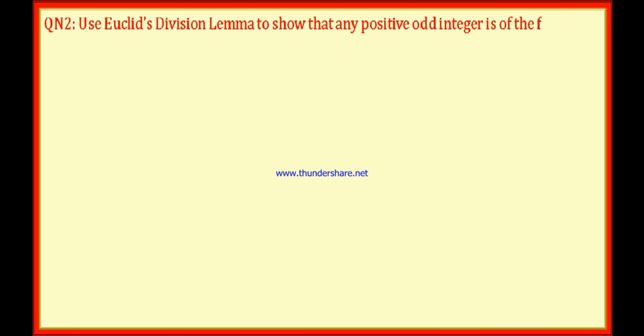Now, let us see the question number 2. Use Euclid's division lemma to show that any positive odd integer is of the form 6q plus 1 or 6q plus 3 or 6q plus 5, where q is some integer. I shall repeat. Use Euclid's division lemma to show that any positive odd integer is of the form 6q plus 1 or 6q plus 3 or 6q plus 5, where q is some integer.